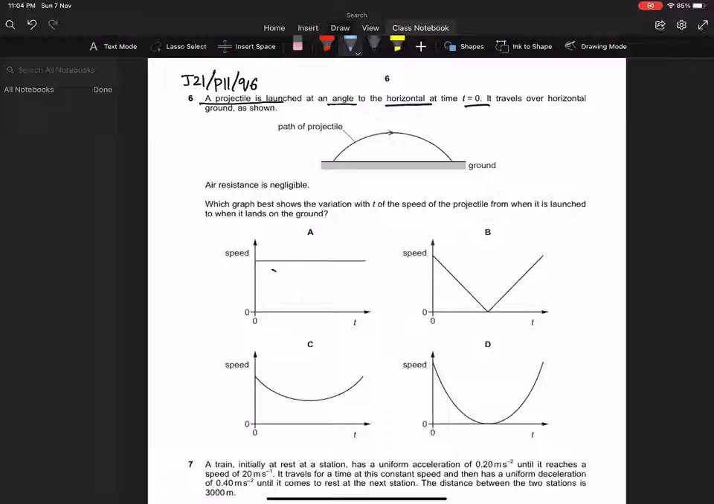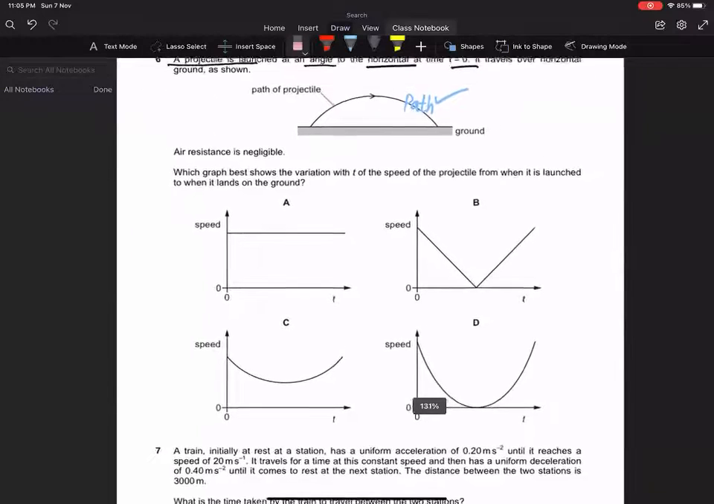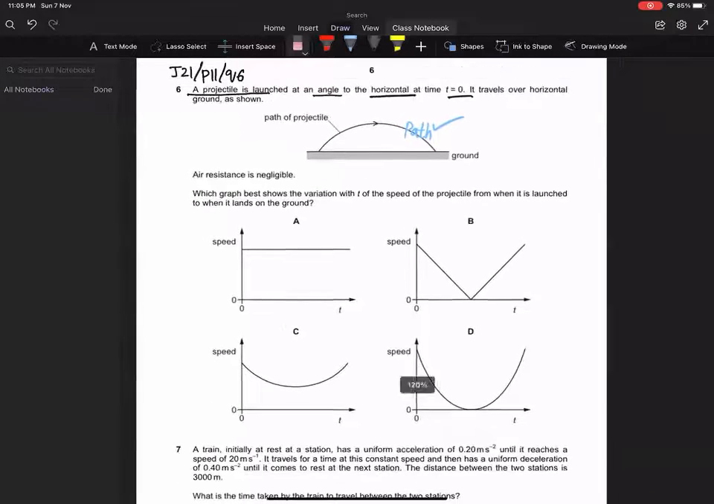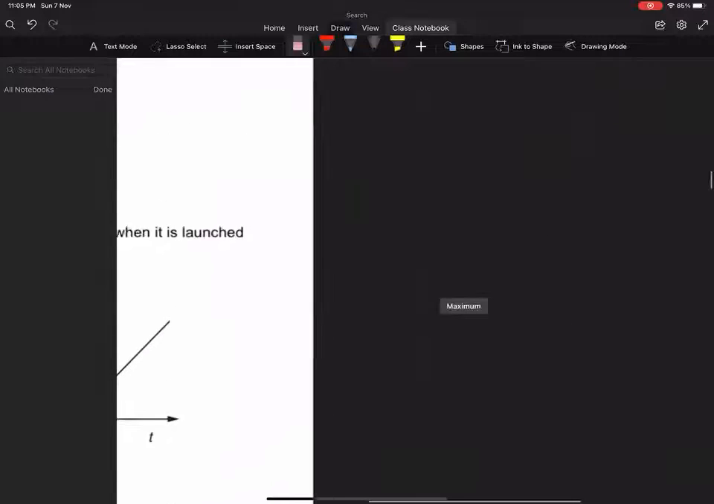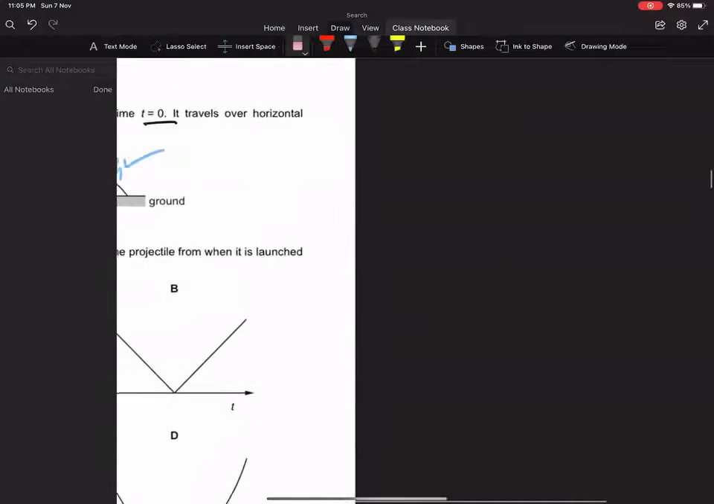This is June 21, paper 1, 2, question number 6. It's about the speed of a projectile, and they're asking about how it will vary with time. One thing should be clear. This is not about horizontal speed. This is not about horizontal velocity or vertical velocity. This is about the speed, in fact. The speed could be the magnitude of instantaneous velocity.